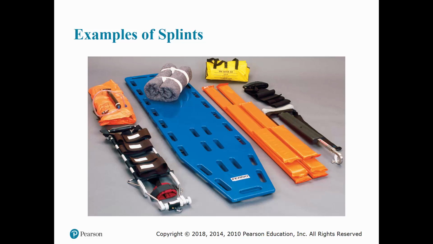Some splints are more suitable to certain types of injuries than others, but many are interchangeable. Follow your local protocol in such cases. The general types of splints, I'm going to try to point them out for you, are your rigid splints, your air splint back here, your vacuum splint over here, traction splint, your improvised, and then your spine board.